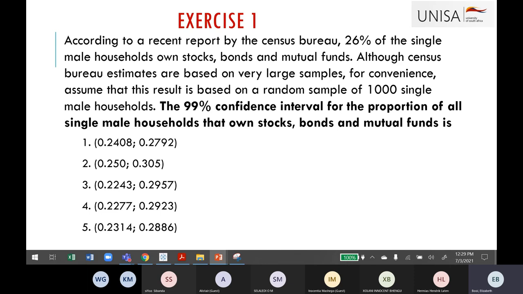So how do I know that I need to do it for the proportion? It's because in the question they gave me the hint. When I read the statement, I never saw anything that has to do with the mean or the standard deviation. I'm given a 26%. I am also told that this comes from a large sample. So that is my sample proportion. I'm also given my n. So I don't even have to calculate my sample proportion because they have given it to me. All I need is the formula.